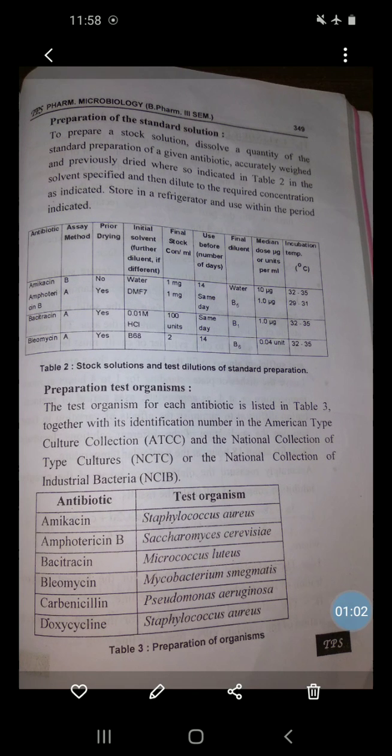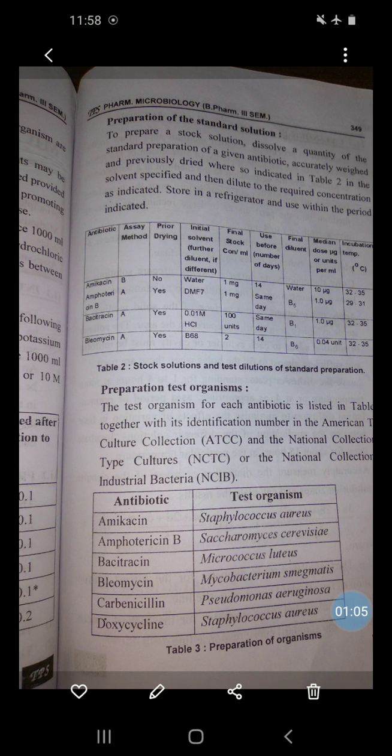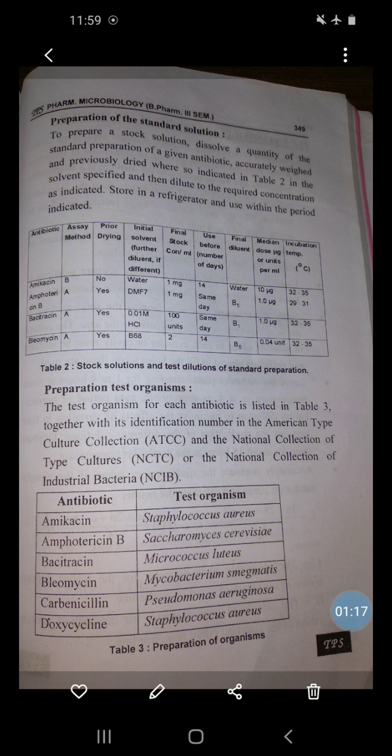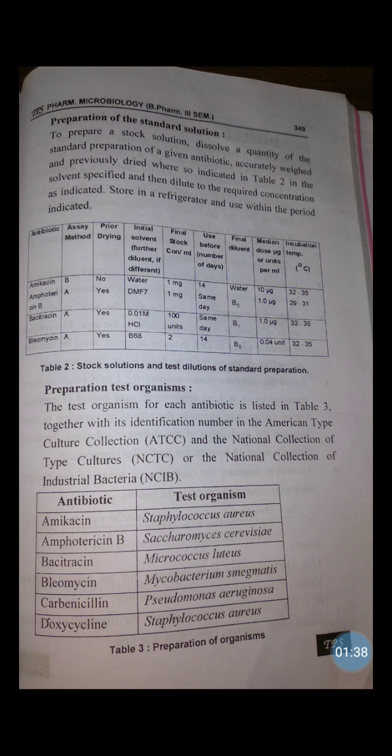Here we can see the name of antibiotic, then method of assay, different concentration of solution, and the incubation temperature. Here we can see the different things: name of antibiotic, assay method, prior drying whether it is as or no, then initial concentrations of solvent, then final stock concentration, then final diluent, then dose and incubation temperature.